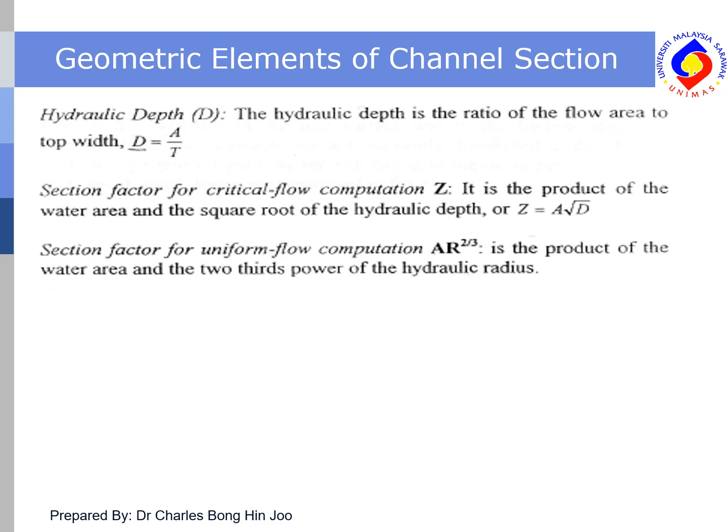Hydraulic depth is defined as the ratio of the flow area to the top width, while the section factor for critical flow computation, denoted as Z, is the product of the water area and the square root of the hydraulic depth, or in other words, Z equals A multiplied by the square root of D. For uniform flow computation, the section factor is denoted as AR^(2/3), which is the product of the water area and the 2/3 power of the hydraulic radius.